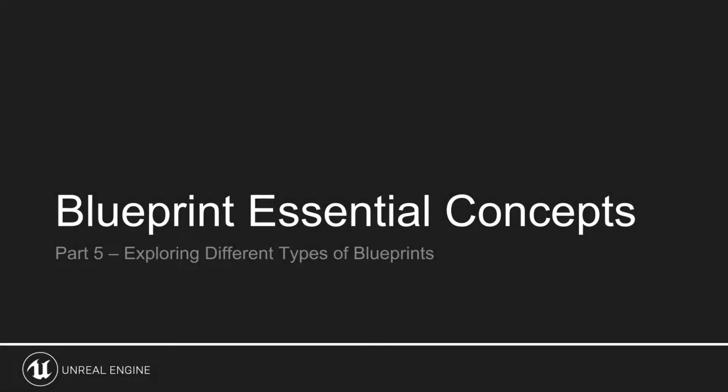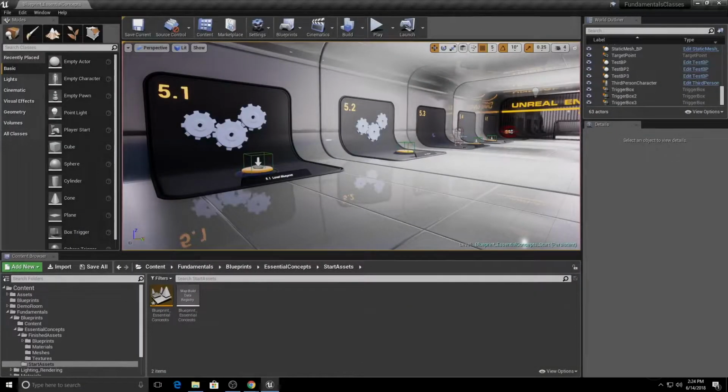Blueprint is used throughout Unreal Engine 4, and in this video, we'll take a look at some of the different types of blueprints you'll be working with in your own projects. So here we are inside of the editor, and we have several different stands with all kinds of different blueprints that we're going to be looking at.